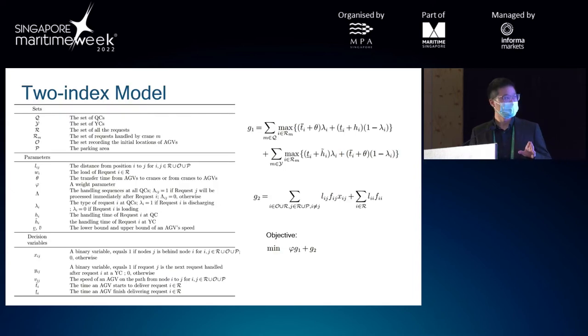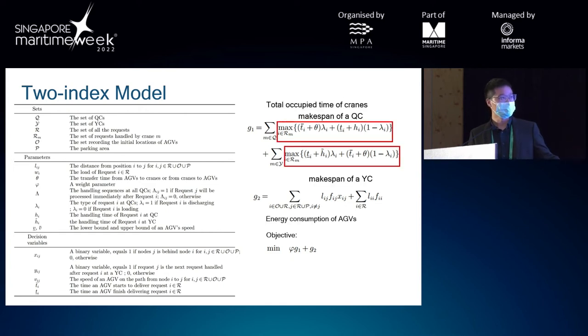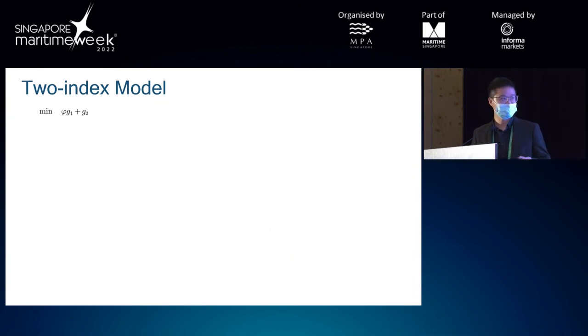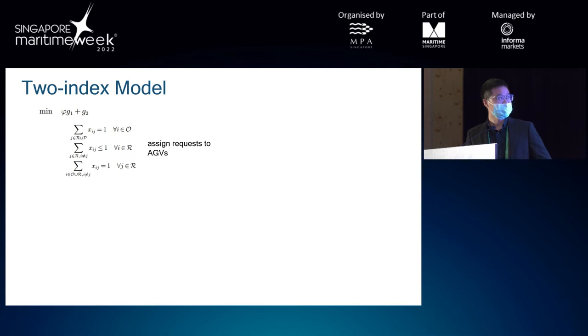We have two goals. The first one is about total occupied time of the crane, and the second one is the energy consumption of AGVs. The purpose of my research is to minimize the total makespan and energy consumption of AGVs at the same time. And we built the two-index model.